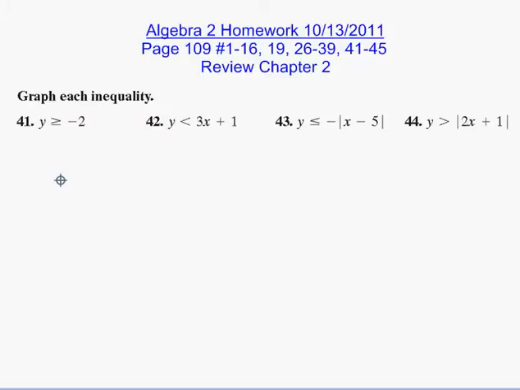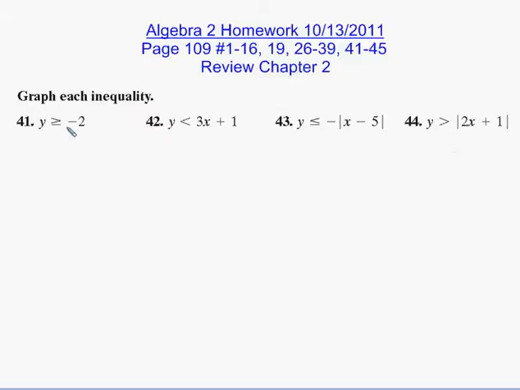Okay, we're continuing with the Algebra 2 homework, the review for Chapter 2. At this point, we get to graphing inequalities. What makes them inequalities? It's this symbol right here: greater than or equal to, less than or equal to, greater than. Those are all inequality symbols. That means you're not only going to have the line or the V shape, but you're going to have shading. So let's identify what kind of graphs these are.